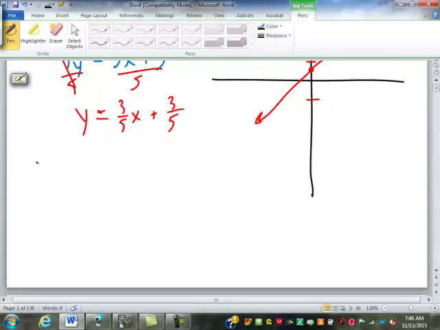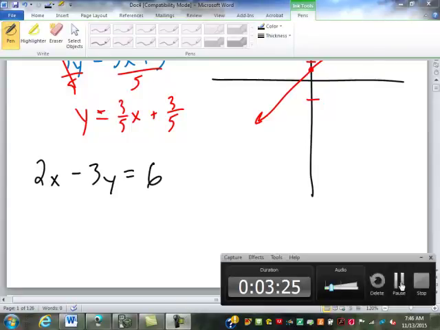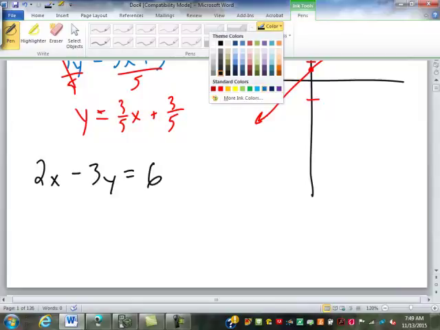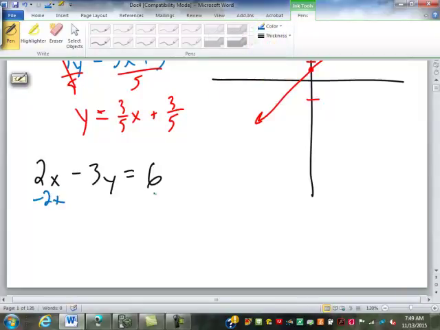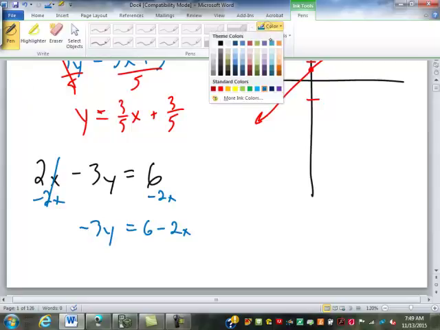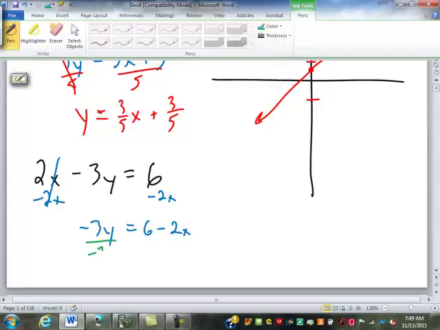How about this one? Do that one quick. Okay, first step here. To get y by itself, we're going to subtract the 2x. So we got negative 3y equals 6 minus 2x. And then divide by the negative 3. So y equals 6 divided by negative 3 is a negative 2. Negative 2x divided by negative 3 is a positive 2/3 x.